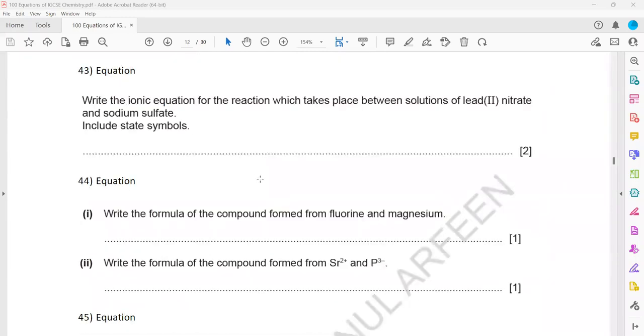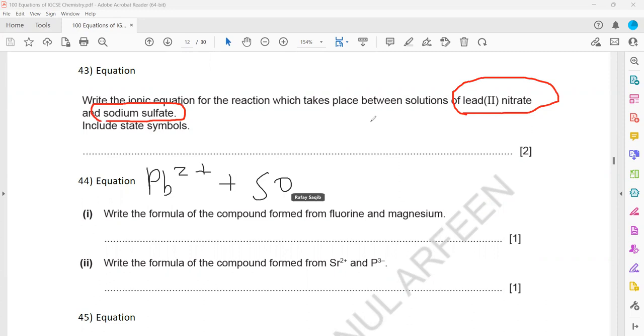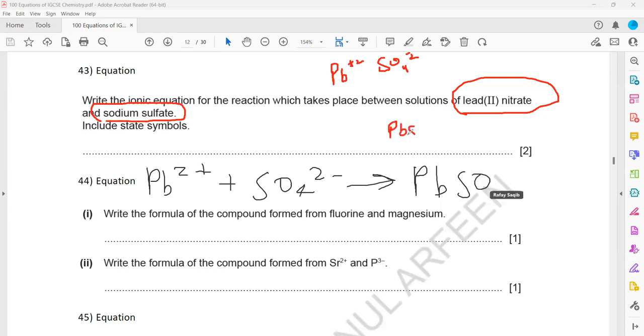Then the next page: write an ionic equation for the reaction which takes place between lead nitrate and sodium sulfate. First, what will be the precipitate formed when lead nitrate reacts with sodium sulfate? Lead sulfate, because the products will be lead sulfate and sodium nitrate. All nitrates are soluble, so it will form lead sulfate. Lead is +2 and sulfate is -2, so lead sulfate is PbSO4.